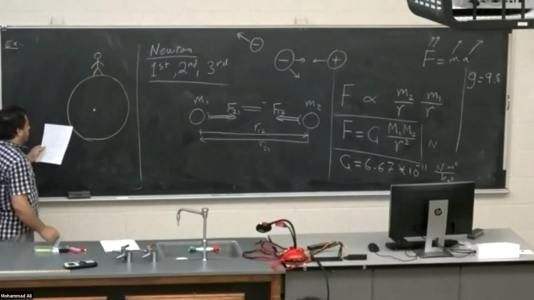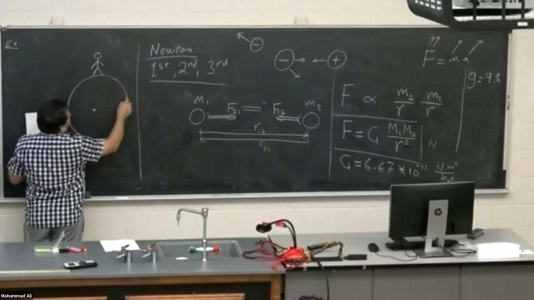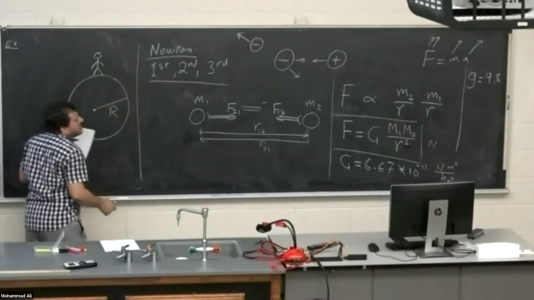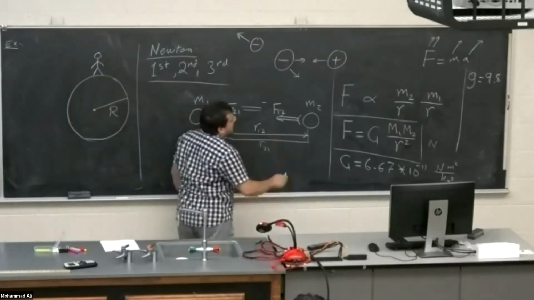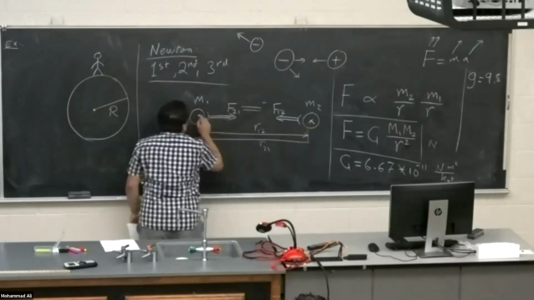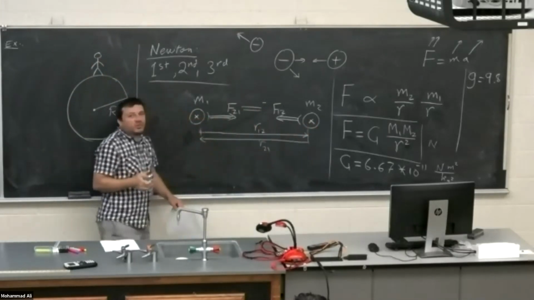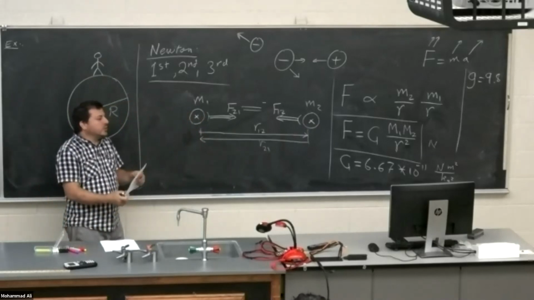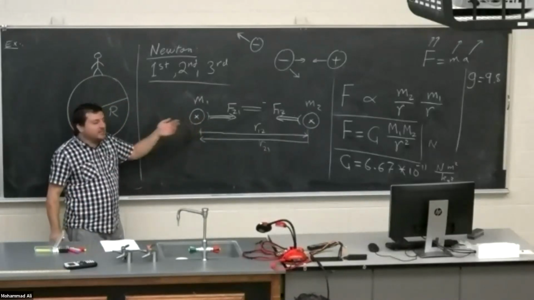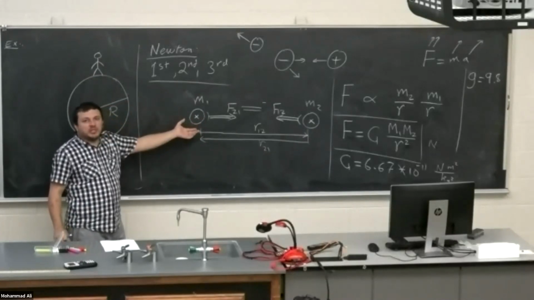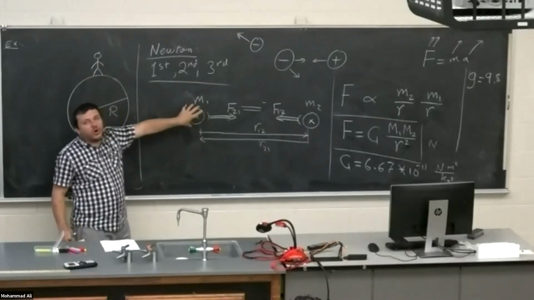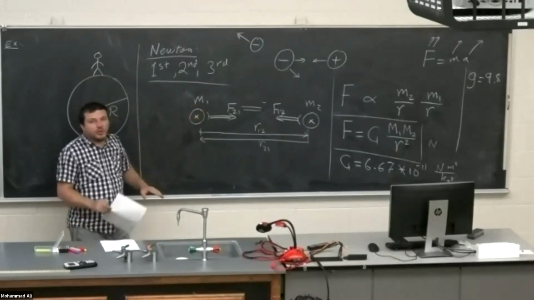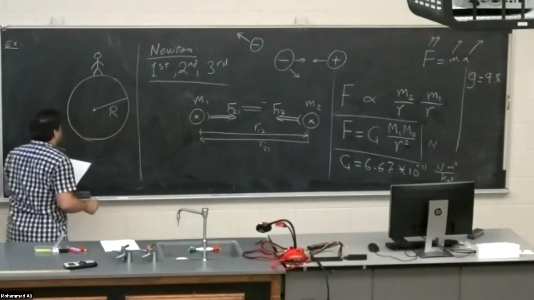This is the Earth. This is the radius of the Earth. The distance R is the distance between the centers, which is the center of gravity or the center of mass. As we know from before, we need to deal with the center of mass or free body diagram. So we need to consider all of this body just as a point.